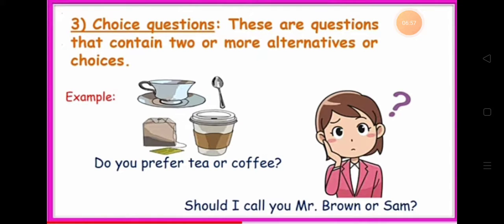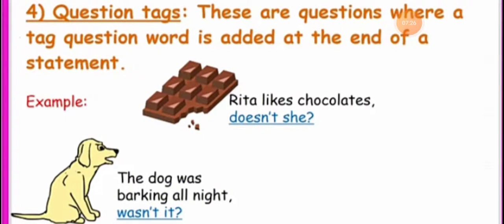Some examples: do you prefer tea or coffee? You can give the answer of any choice, either tea or coffee or something else. Should I call you Mr. Brown or Sam? Either Brown or Sam may be the answer.